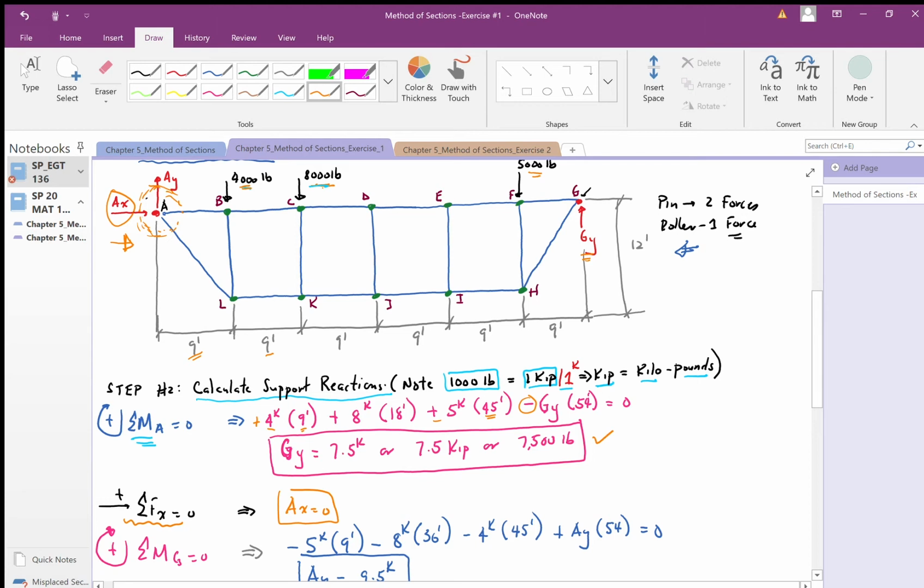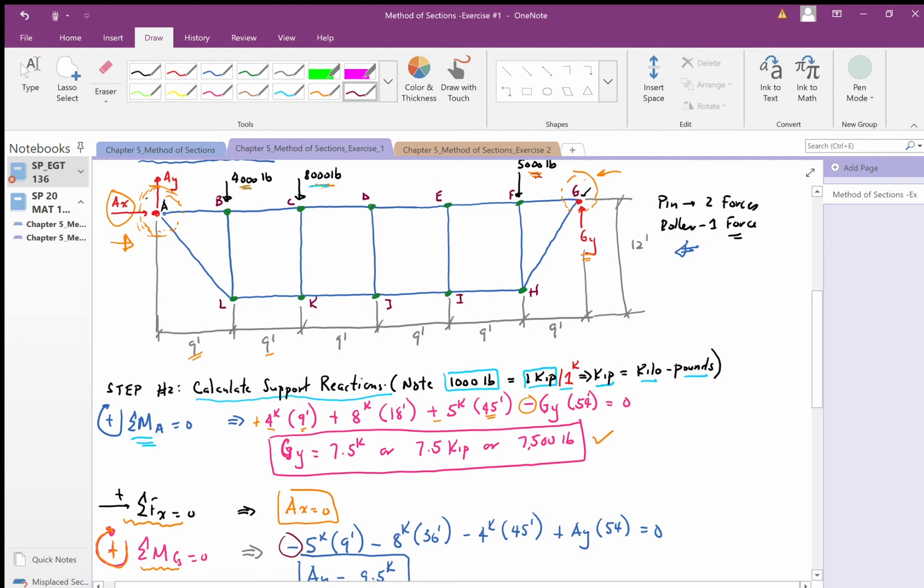Then I want to find the force at AY. I can do a few things, but I did the sum of the moments about point G. This is now my point of interest, and I'm taking clockwise moments as positive. I start from here and work from right to left. The first force I come in contact with is 5,000 pounds, 9 feet away from the point of interest, which gives a negative moment, as you can see here.